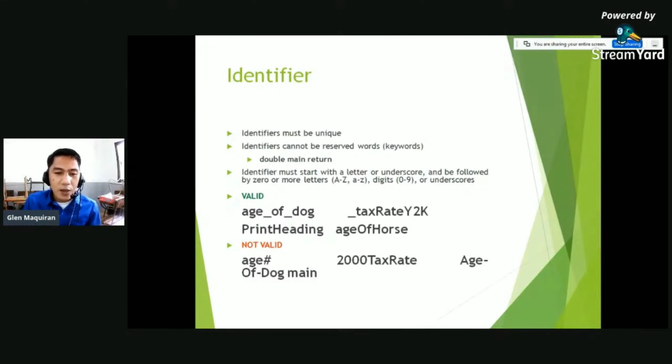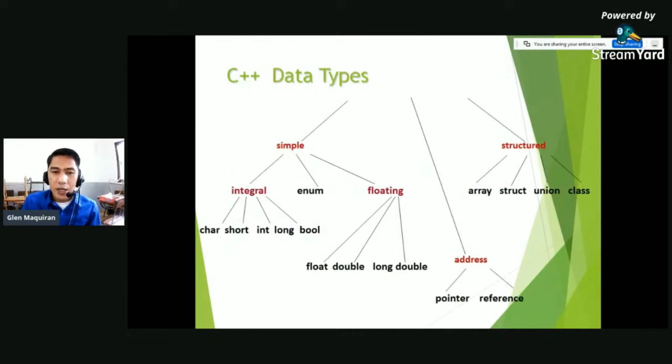Okay, not valid. We have age#. Age-dog. Space main, kasi may space ha. Then ito, 2000 tax rate. Ito naman siya is number first. Okay? So hindi po siya valid.